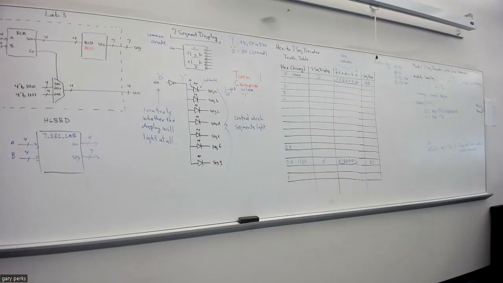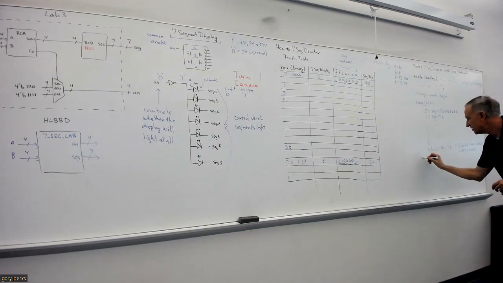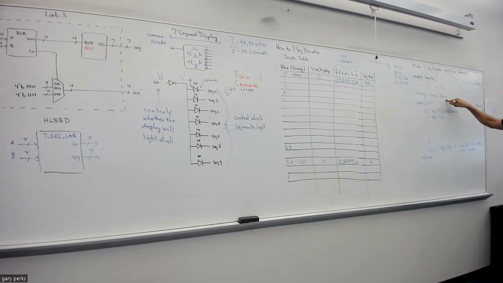So the last line is the default, and then you have to end the case. You just write endcase. Then you need an end to go with the always block, and then you have to end the module.